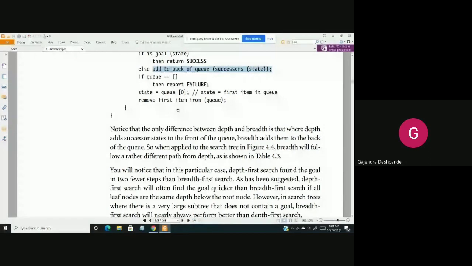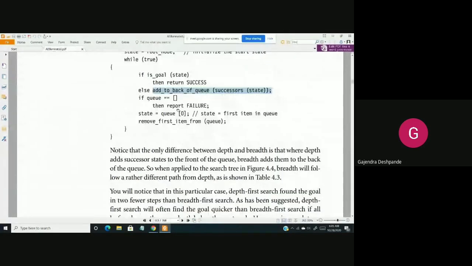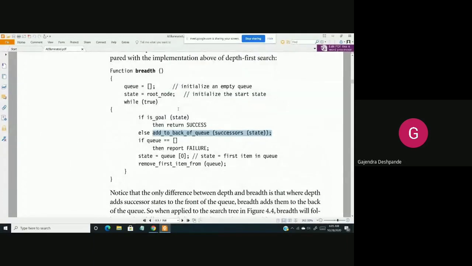Only this is the difference between depth first search and breadth first search. In depth first search, we add the successors of a node to the front of the queue. In breadth first search, we add successors of the node to the back of the queue. And all the remaining statements are the same.